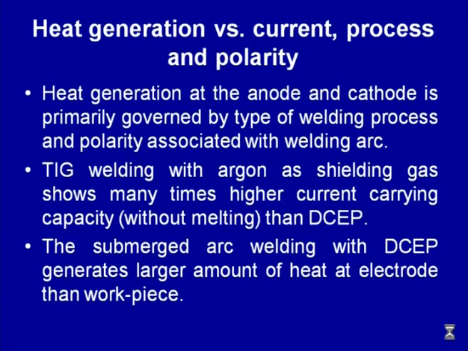So, the heat generation is directly influenced by the welding current, the kind of polarity which is being used, and the welding current is dictated by the welding process which is being used. However, apart from the current and the polarity, the other factors as described earlier, the arc length, the presence of low ionization potential elements, and the shielding gas also affect the heat generation in the arc gap.